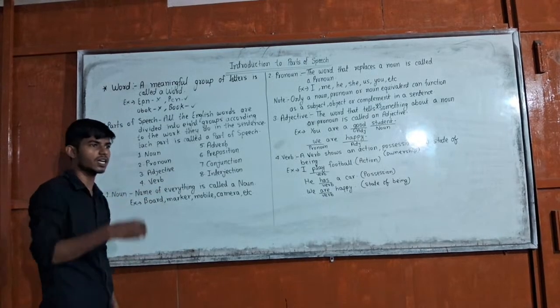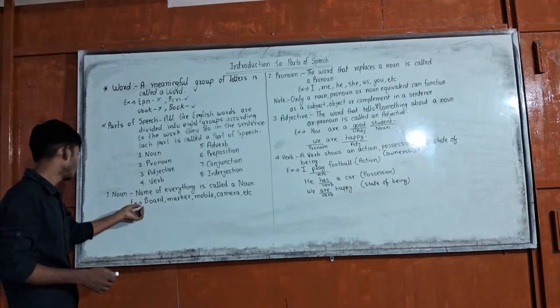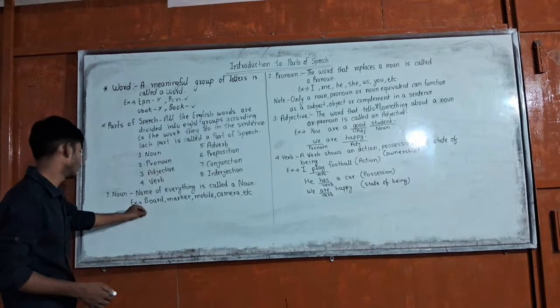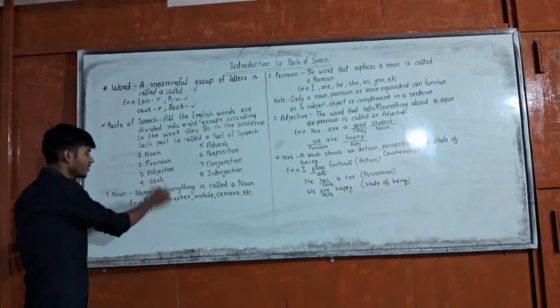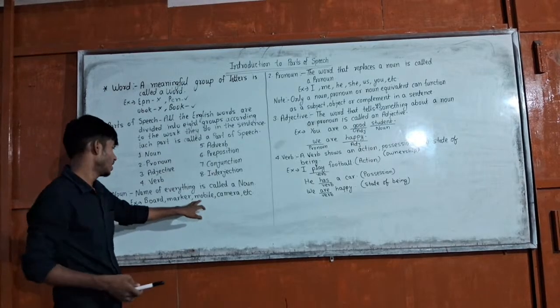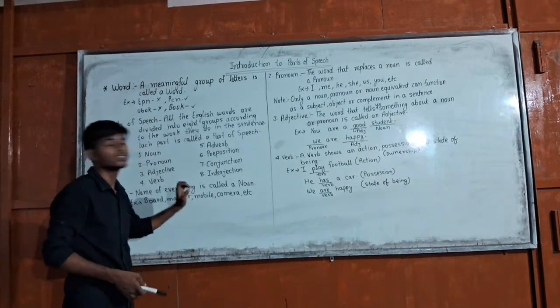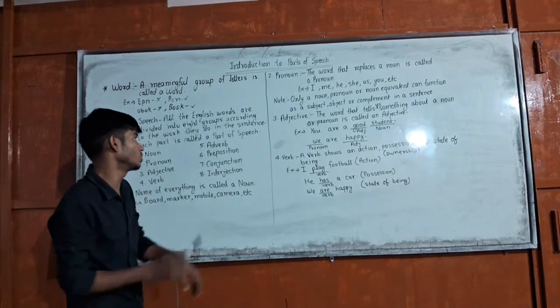Everything that we see around us, everything that has a name, is called a noun. For example, this is a board, this is also a noun. I have written these things with a marker. Marker is also a noun. There is a mobile in which I am recording these things. This is also a noun. In mobile, I am recording with a camera. Camera is also a noun.